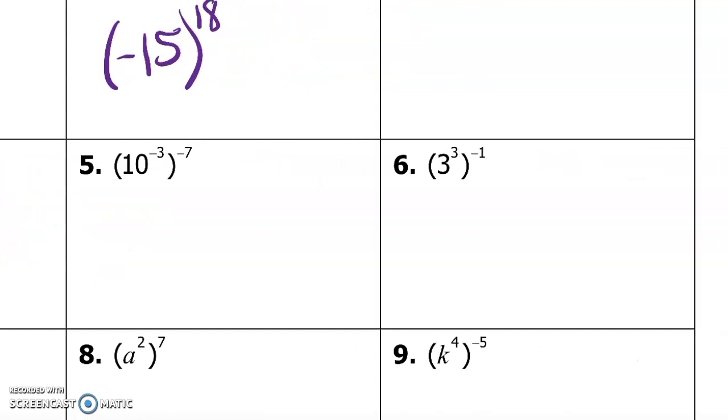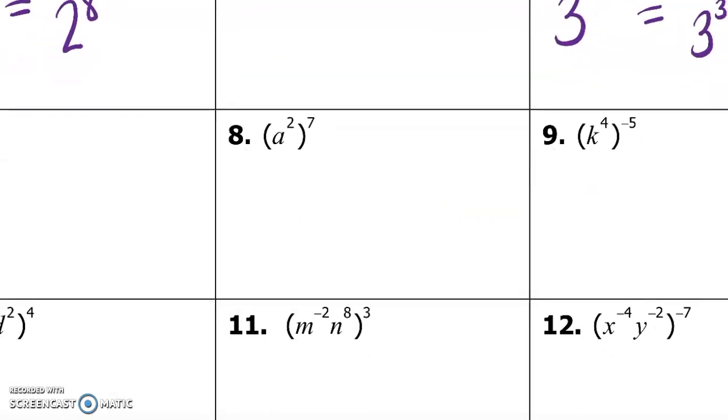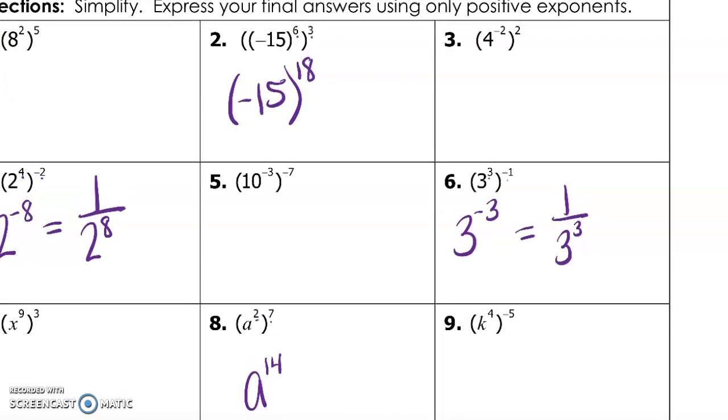Number 6, 3 to the negative 3. 3 times negative 1. So 1 over 3 to the 3rd. So the base, the big number, stays the same. Multiply the exponents. Same thing if you have variables. So the a stays at a. 2 times 7 is 14. You don't need the parentheses around the a anymore. The only time you need the parentheses is like we did with number 2, because it was a negative number.